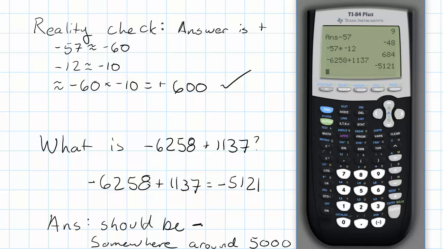Also notice, one of the nice things about this TI calculator is that it lets you see what you entered. We can go back and read 6258, 1137. We really did enter this correctly.